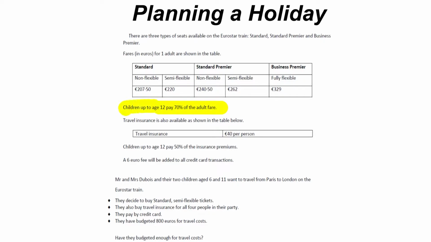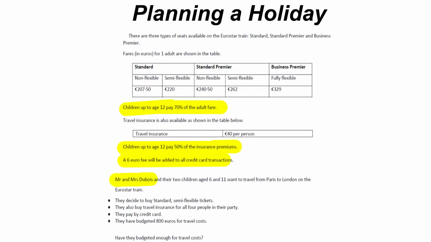So children, up to the age of 12, pay 70% of the adult fare. Travel insurance is shown in the table below, so it's €40 per person, but again, children up to the age of 12 only pay 50%. There's also a €6 fee for all credit card transactions. So here's the key thing.